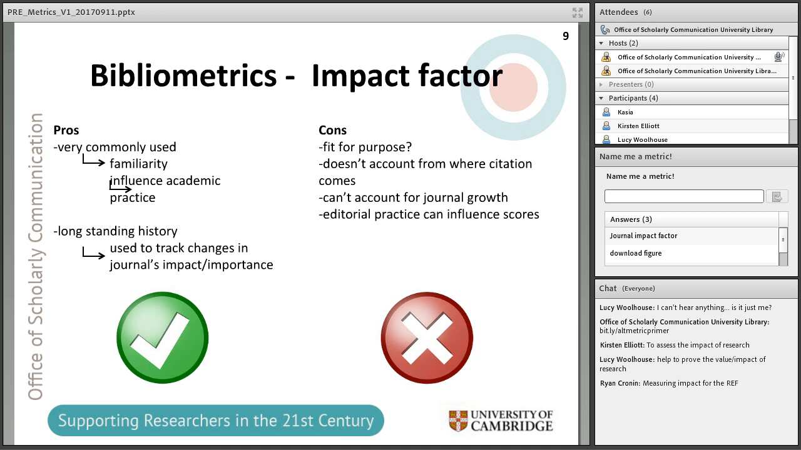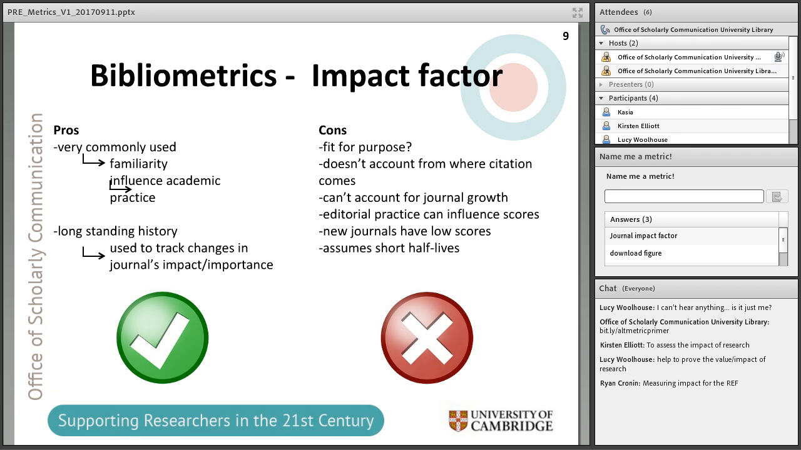Editorial practices can influence scores. So it has been known that editors request that certain articles from their own journal are cited, or they limit the number of citations. New journals have low scores, which means it's really hard for them to get off the ground.